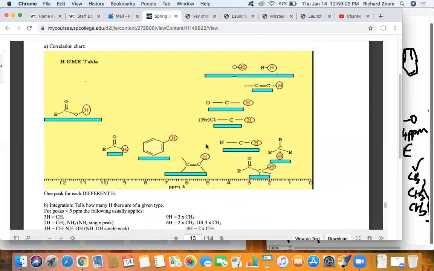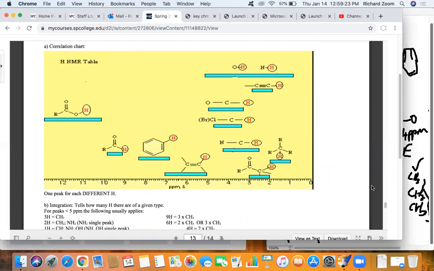So there's your correlation chart. And I was saying earlier that a CH connected to an oxygen would be around 4 ppm. And that's how we know this, is by looking at that correlation chart. Okay, any questions?